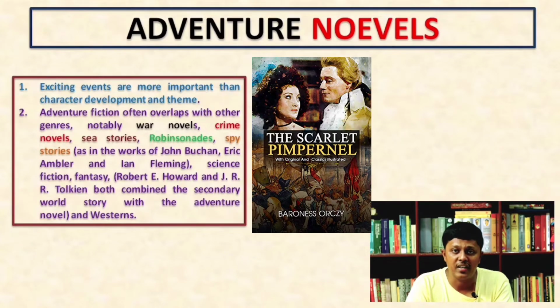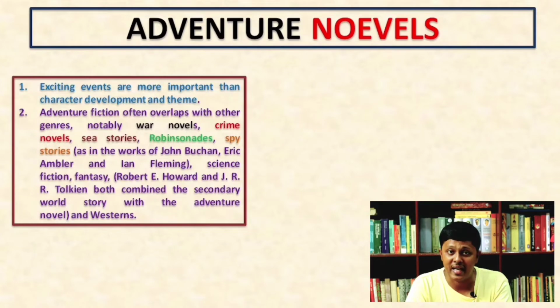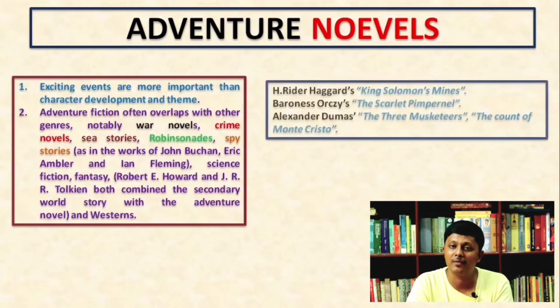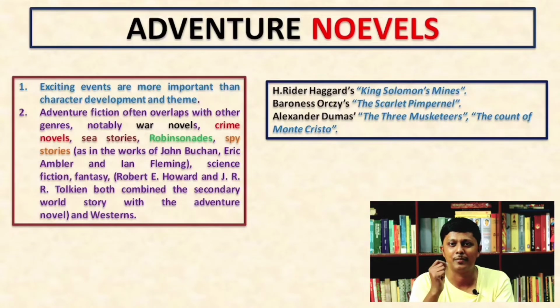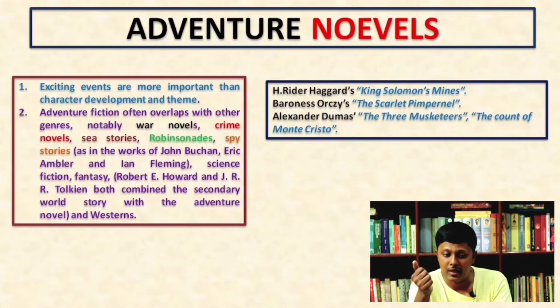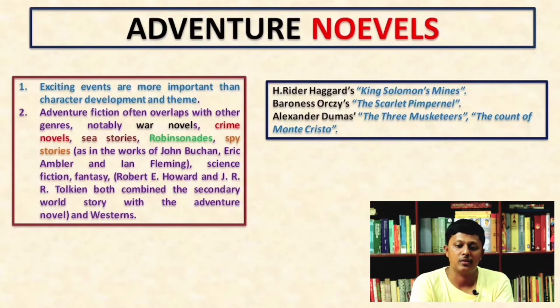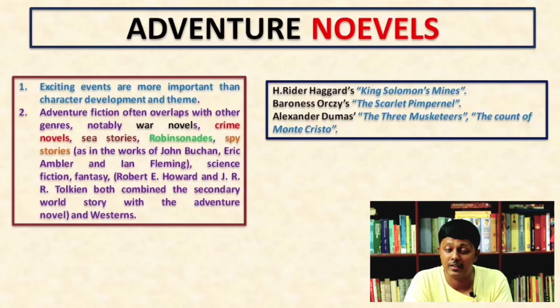So in an adventure novel, you are going to get thrill, adventure, and excitement, basically. On the right side, you have these examples. I know you know better examples, but for the sake of learning and understanding this particular novel type, I have given you 3 examples, like Haggard's King Solomon's Mines, Baroness Orczy's The Scarlet Pimpernel, Alexandre Dumas' The Three Musketeers, The Count of Monte Cristo, etc.